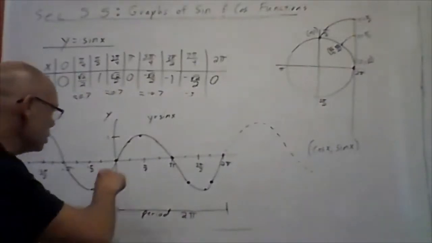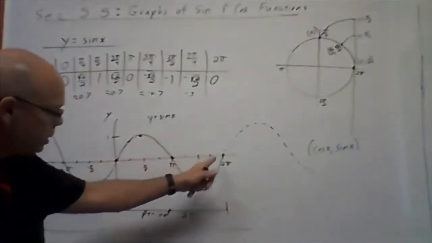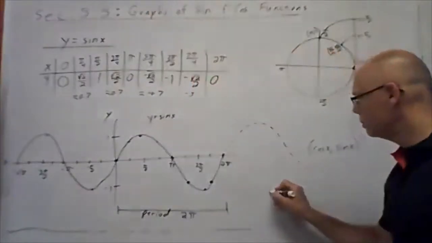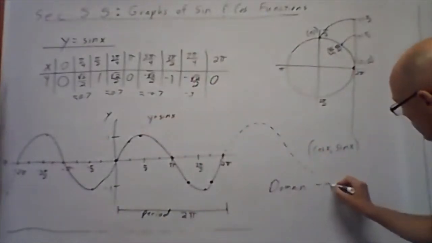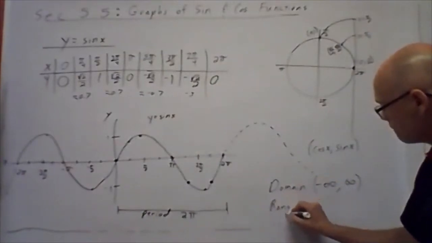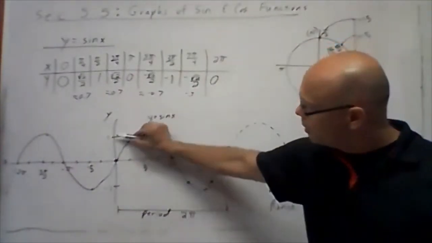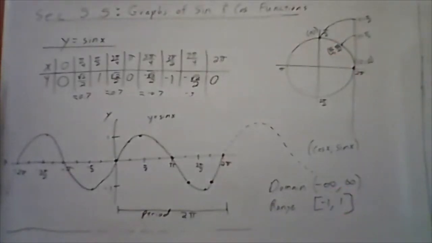What we normally do is talk about this first period right here, from 0 to 2 pi, but we don't have to. So what is the domain of this function? If it goes on forever in both directions, the domain is from negative infinity to infinity. And my range, read it from the graph. What's the minimum value of y it takes on? Negative 1. The max is 1. It includes those values, so we say from negative 1 to 1.